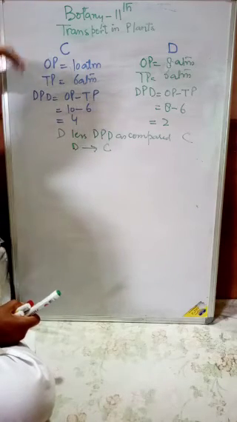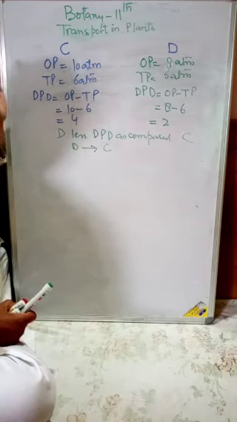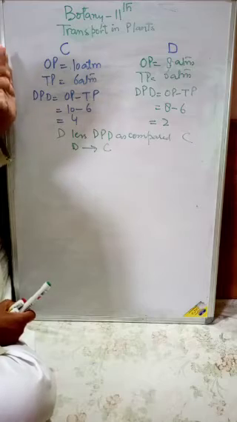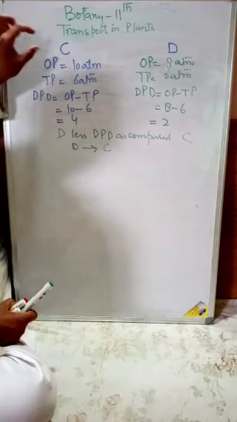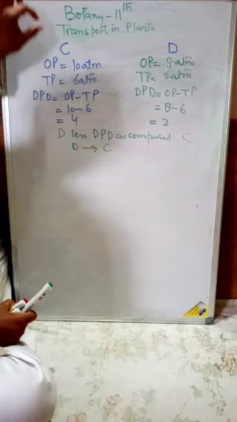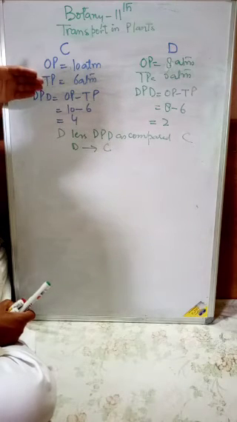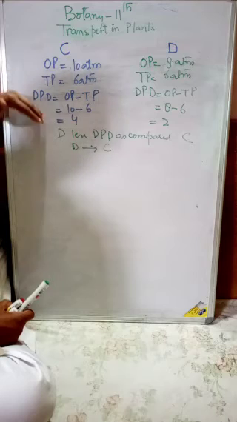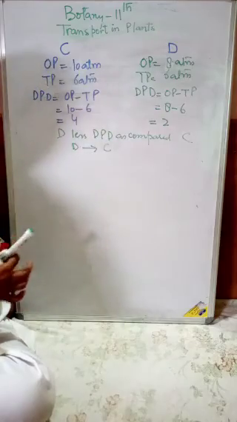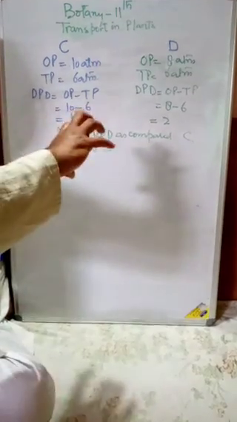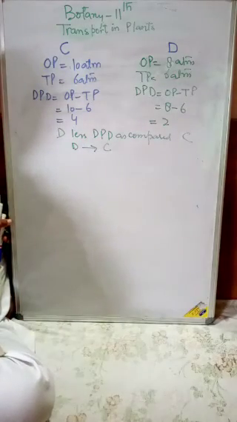So if we recapitulate, what do we mean by the DPD? DPD simply is the amount by which the diffusion pressure of a solution is less than that of its pure solvent. We have given some examples, we have made some calculations, and we come to the conclusion that water will flow from low diffusion pressure deficit to the higher diffusion pressure deficit until an equilibrium is maintained. When equilibrium is maintained, no net flow of water will take place. This was all about this topic.